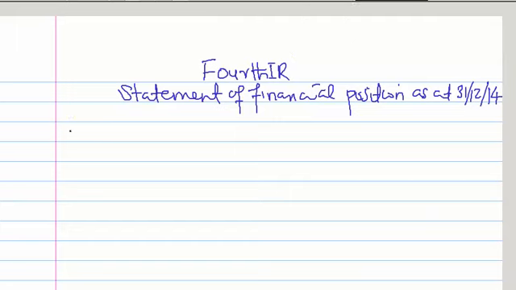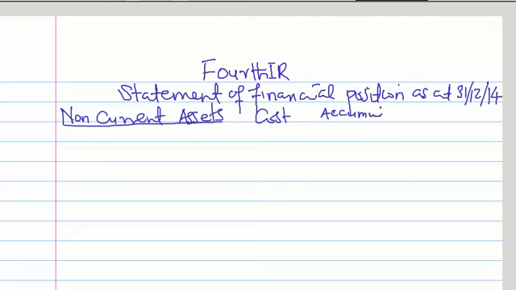Like we discussed, the first part of the statement of financial position is going to show our non-current assets. For our non-current assets, we are going to get the initial cost of these non-current assets. Then we will get our accumulated depreciation, I'll write it in short. Then we're going to get our net book value.